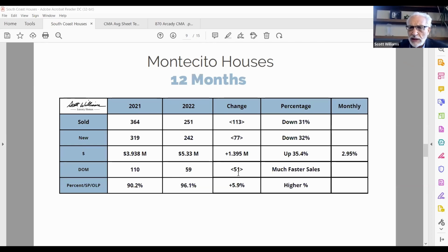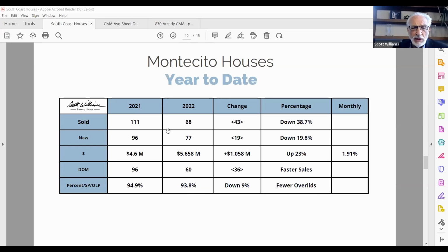You can see that days on the market in Montecito are still at 51. That's only 7 weeks. Oftentimes that was 6 months in the past. Certainly much faster sales, and they're still 96% in Montecito. That's in the last 12 months. Year to date, you still see a distinct, very strong drop, almost 40% in the number of sales this year compared to last year. New houses are down, but you see the price has only changed instead of 3% a month, it's at 2% a month.